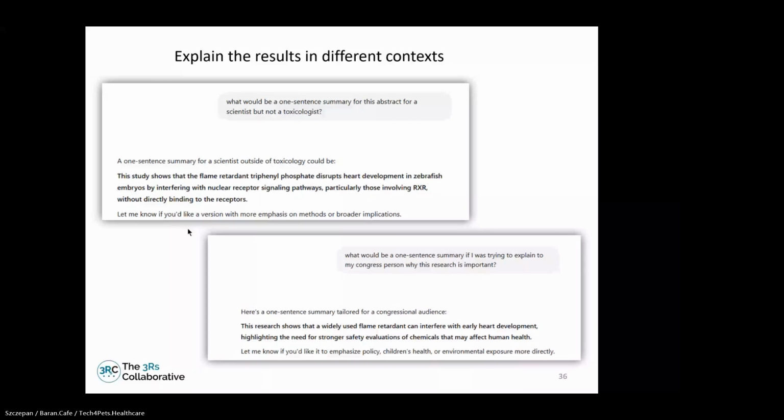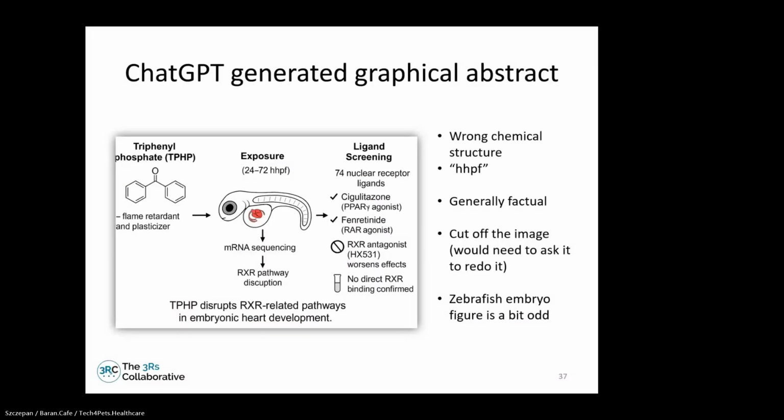Okay, next slide. And then I also asked it to make a graphical abstract. This is one I didn't iterate on. If I was going to do this for a publication, I would a few times. But I basically gave it the abstract. I didn't even give it the paper, and this is what it came up with. I'd say it's not bad.